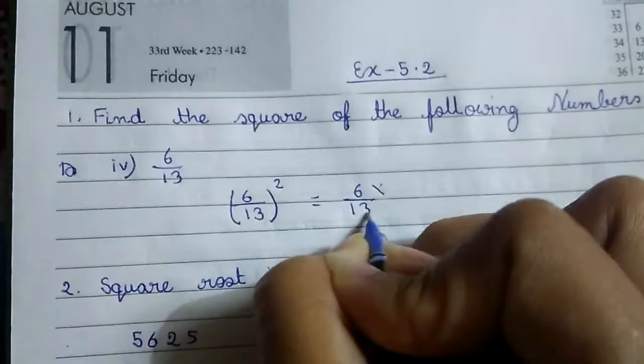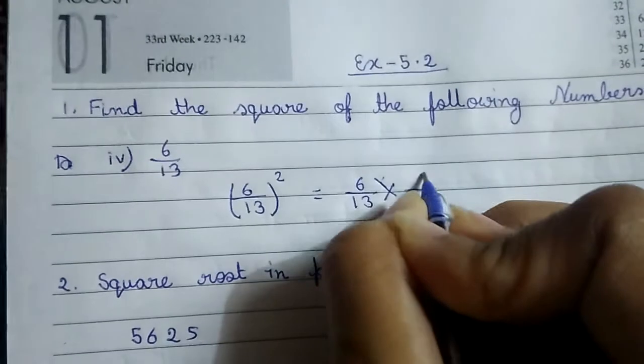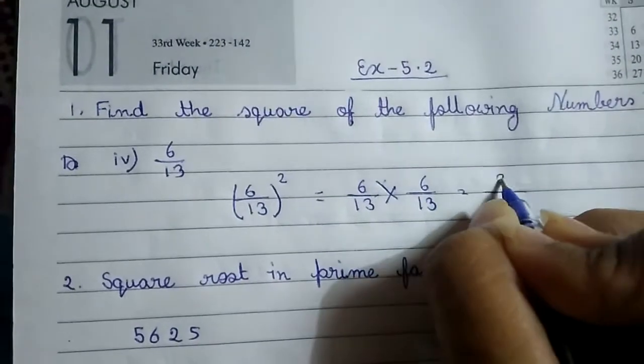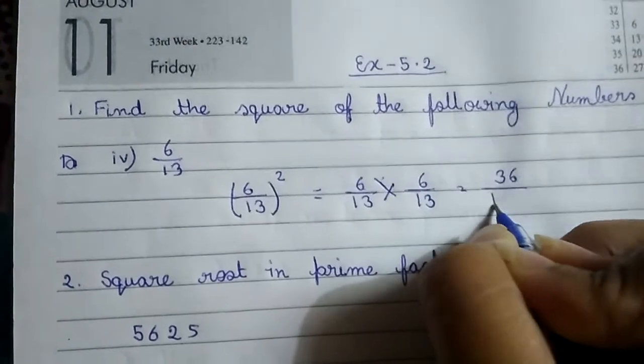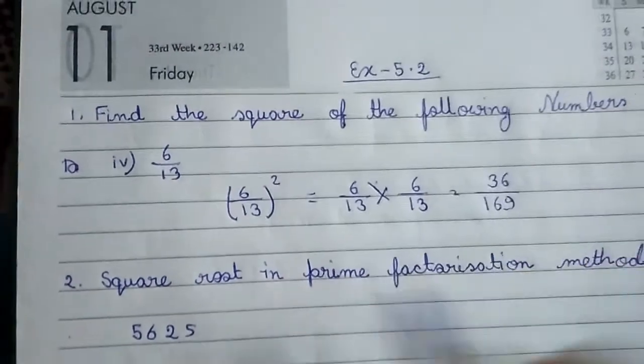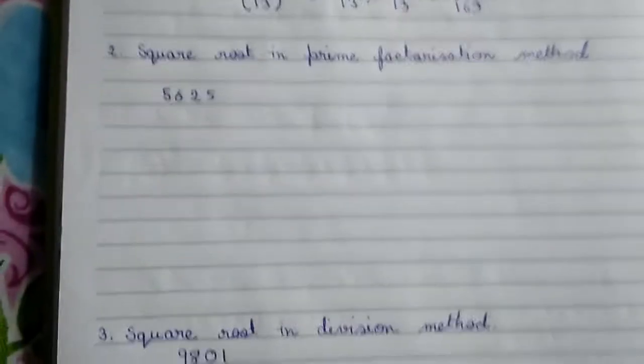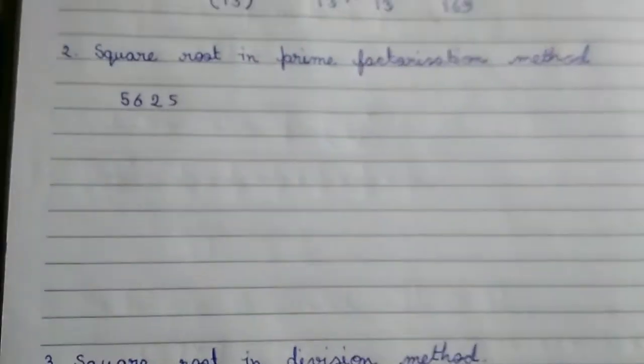So, 6/13 into 6/13. Now 6 sixes are 36 and 13 thirteens are 169. So the square of 6/13 is 36/169. Now we will do number 2.